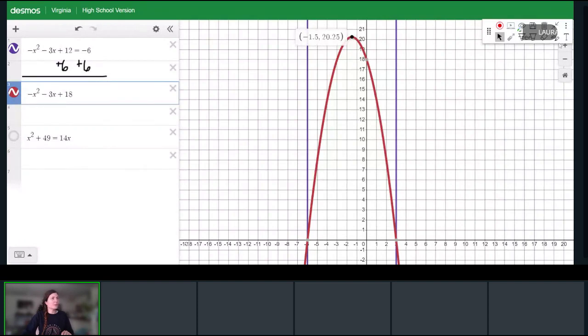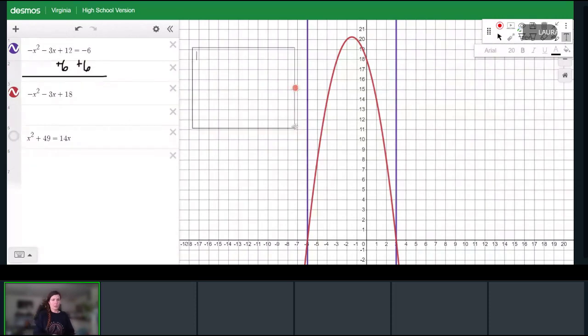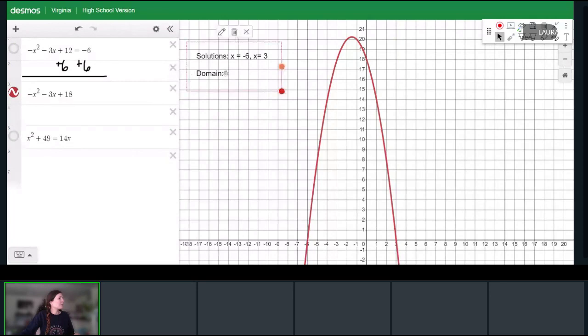So let's write out what our solutions are, our domain, and our range. So our solutions, we said, are where we cross the x-axis. x equals -6 and x equals 3. Then our domain, the domain of any quadratic function, is all real numbers.